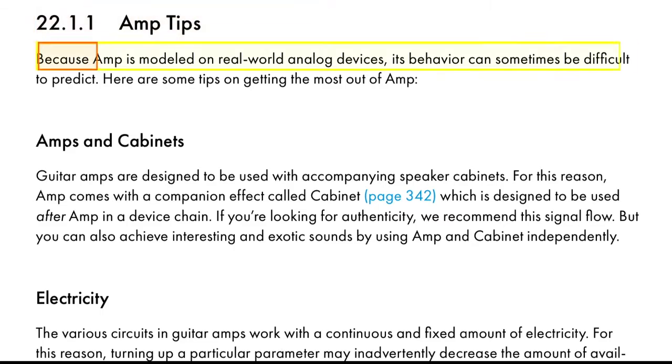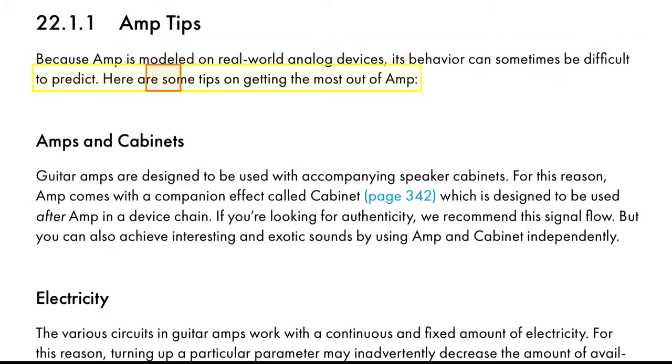2.1.1 Amp tips. Because amp is modeled on real-world analog devices, its behavior can sometimes be difficult to predict. Here are some tips on getting the most out of amp. Amps and cabinets. Guitar amps are designed to be used with accompanying speaker cabinets. For this reason, amp comes with a companion effect called cabinet, page 342, which is designed to be used after amp in a device chain. If you're looking for authenticity, we recommend this signal flow. But you can also achieve interesting and exotic sounds by using amp and cabinet independently.